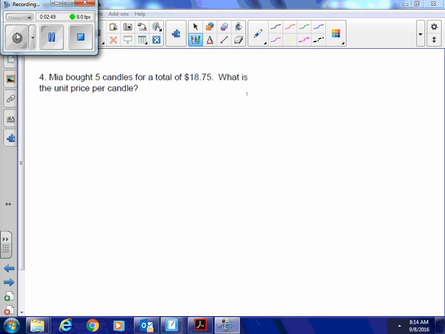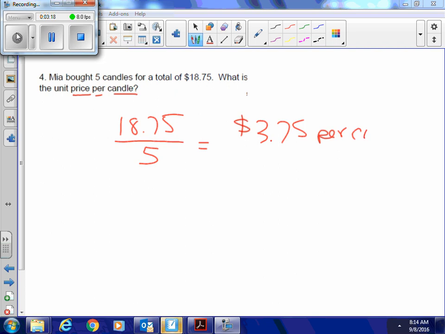This one's an extra in the countdown. Mia bought 5 candles for a total of $18.75. What is the unit price per candle? Well, they want the price over the number of candles, and we're talking about one candle. The price is $18.75. Per means fraction bar or division, divided by 5, and that equals $3.75 per candle. Each candle costs $3.75.